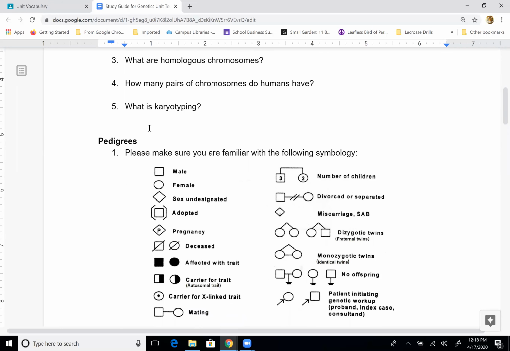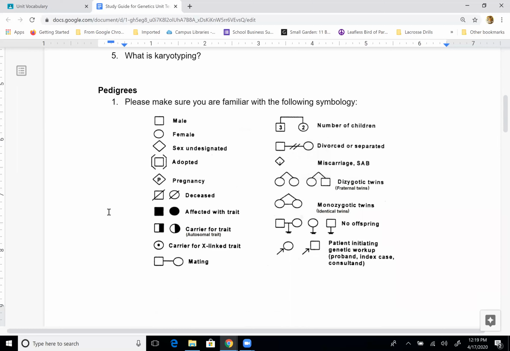Klinefelter's. In karyotyping, you can also tell if the patient or the subject has any kind of genetic disorder, usually additional chromosomes or chromosomes that have been omitted or deleted or are not present. Okay, pedigree charts. Please know what these different symbols mean. One of the most important things that you should remember are carriers versus affected.